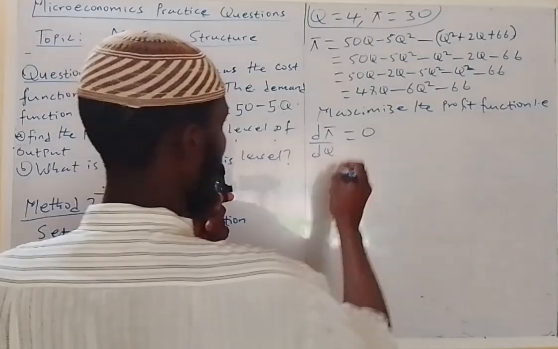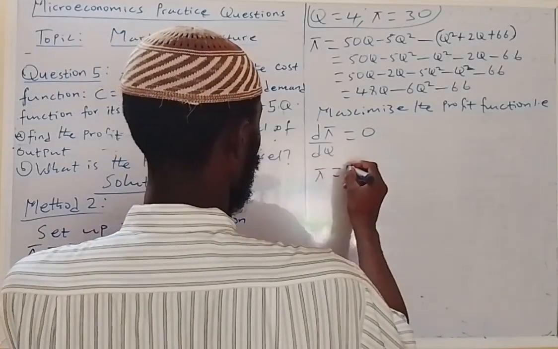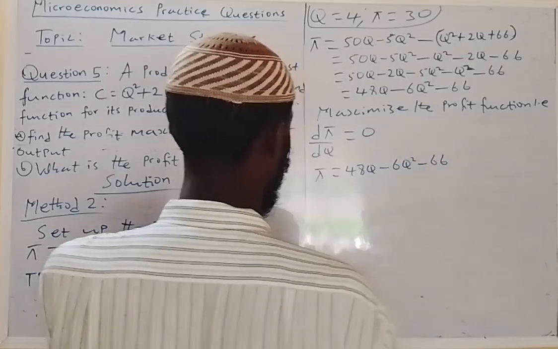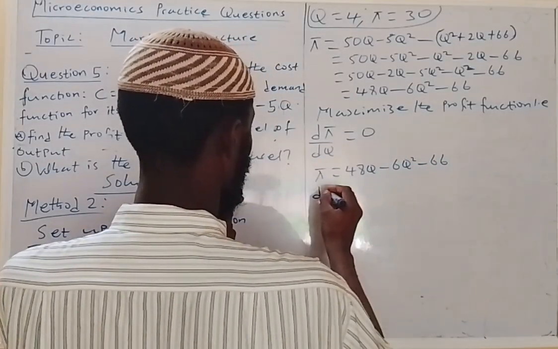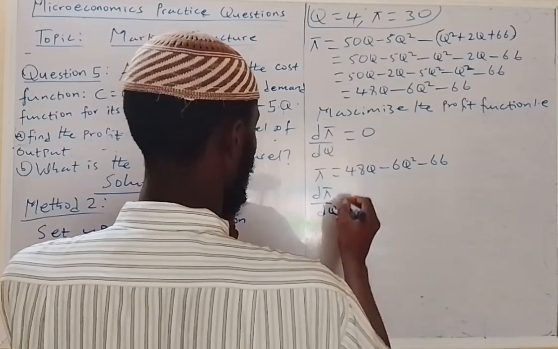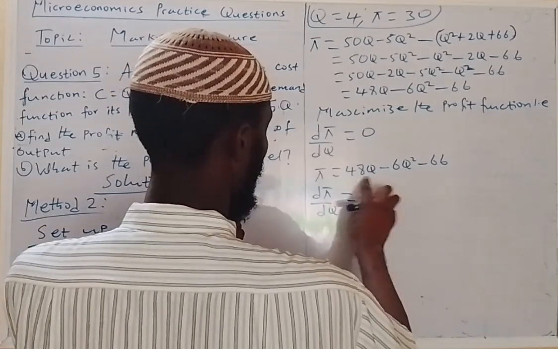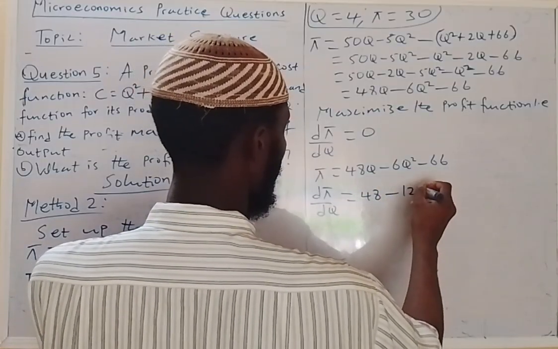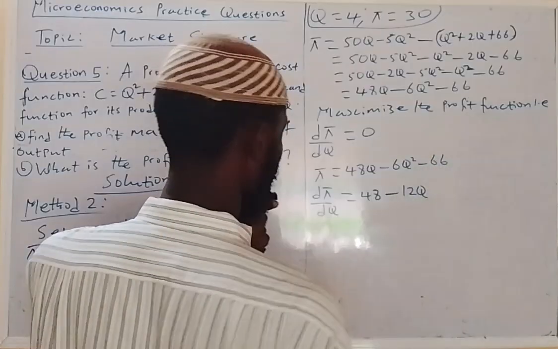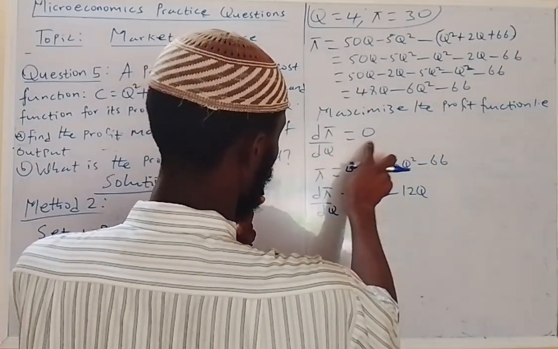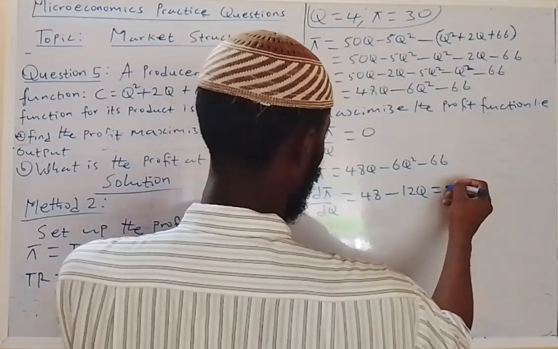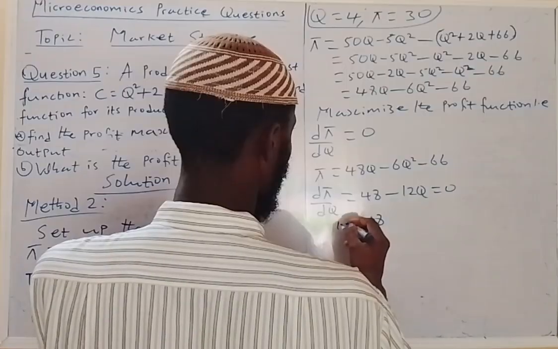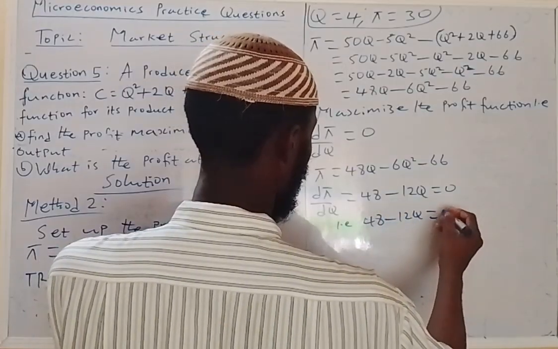Don't forget, pi is 48Q minus 6Q squared minus 66. Let's find the first derivative. dpi/dQ equals, when you differentiate 48Q, we have 48; minus, when you differentiate 6Q squared, we have 12Q. The 66 is a constant, so we ignore it. Don't forget to say equals to 0. Now set this to 0: 48 minus 12Q equals 0.